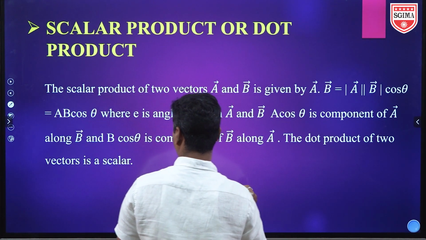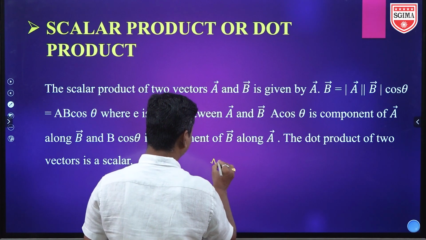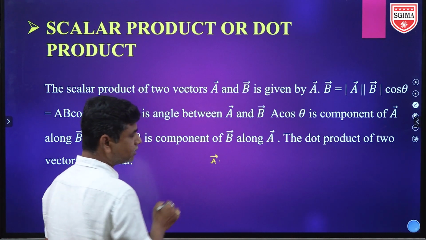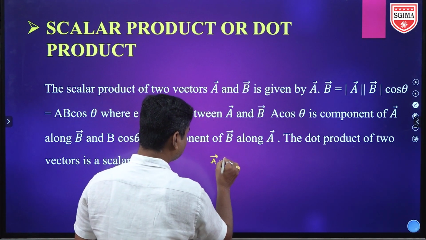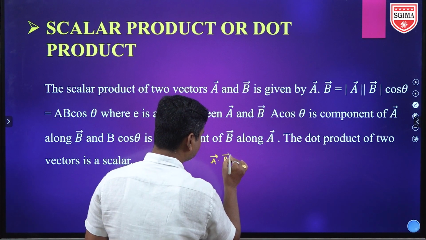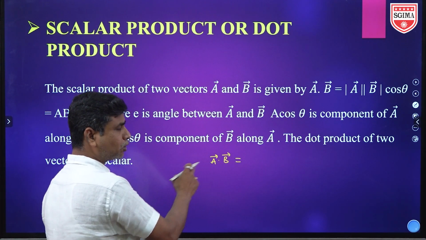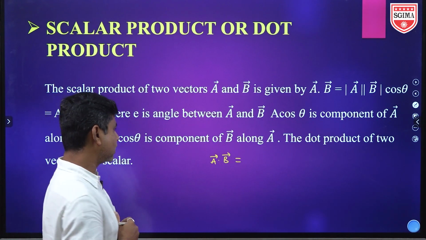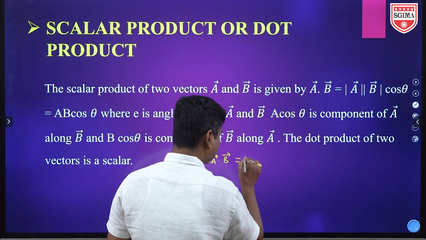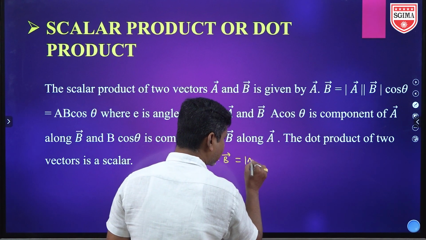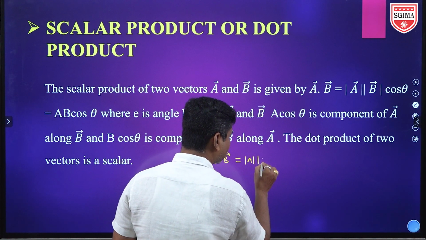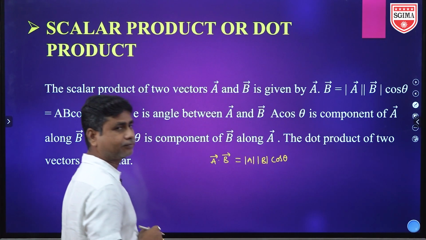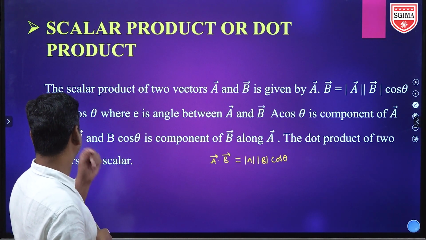For example, here a bar and b bar are two vectors. a bar is one vector and b bar is the other vector. The dot product is taken as a bar dot b bar, that is the dot product of any two vectors. Its dot product is equal to the product of the magnitude of vector a and the magnitude of vector b and the cosine of the angle in between them. This is the statement about the dot product.